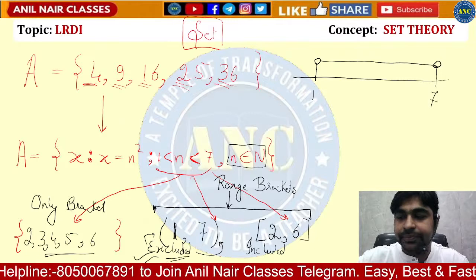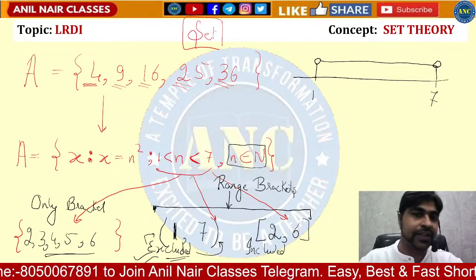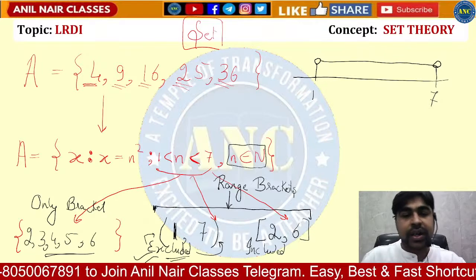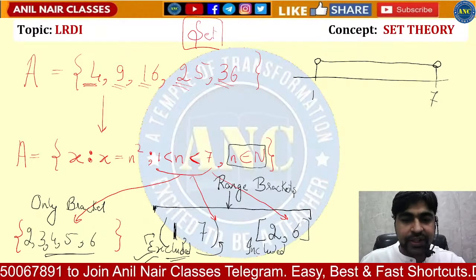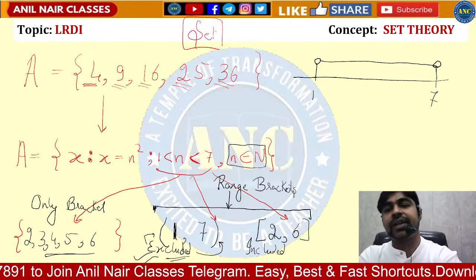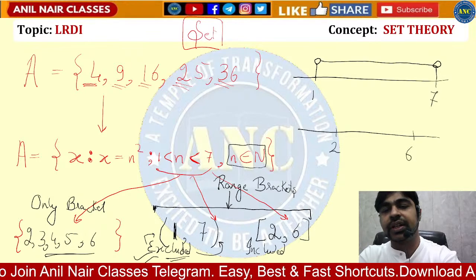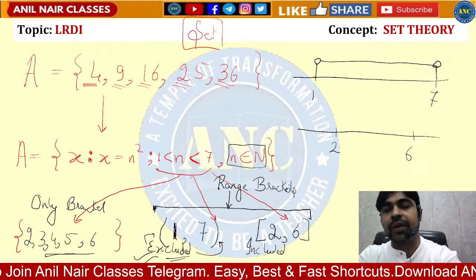Right? So this is the first part. The second part, 2 to 6. If I am saying 2 to 6, if I have to define this, then how will I define it? I would say 2 will be somewhere here, 6 will be somewhere here. I would say 2 is included.